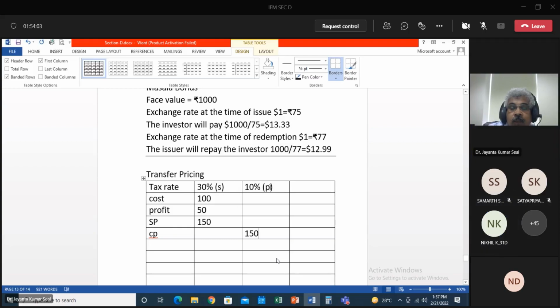Yes or no? Sir, I didn't get this. I was clear till SP. You are clear till SP. So yes. Goods are transferred from subsidiary to parent. So subsidiary selling price is 150. So parent's cost price is 150. Okay. So value addition 50. Cost price 200.